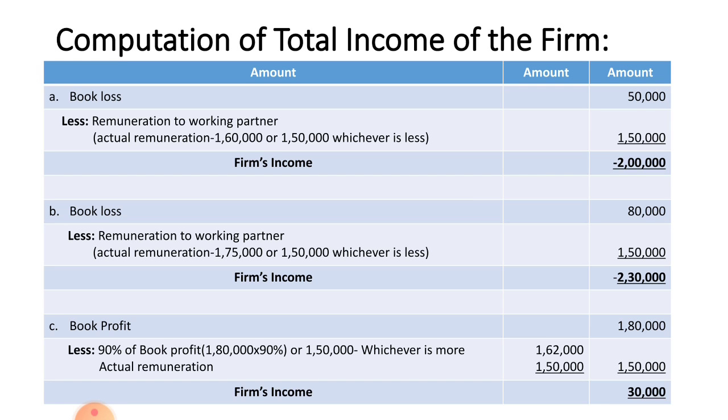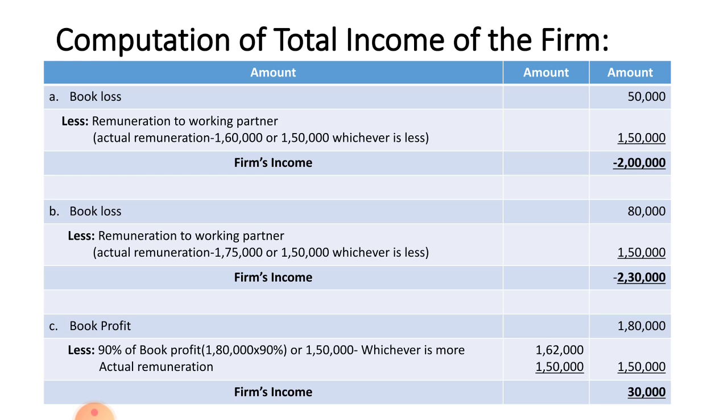See the computation of total income of the firm. First situation, there is a book loss of 50,000. From that you have to deduct remuneration to working partner. You will come to know about this in detail while solving other problems. Now concentrate on this problem only. If they give such a problem, you have to solve it like this. Book loss 50,000 less remuneration to working partner.